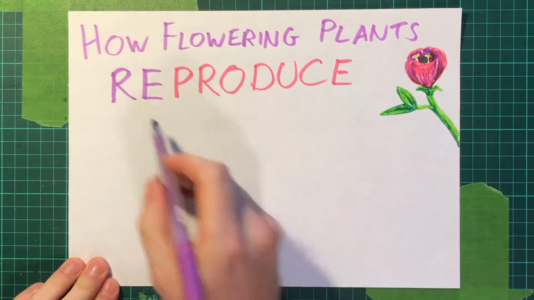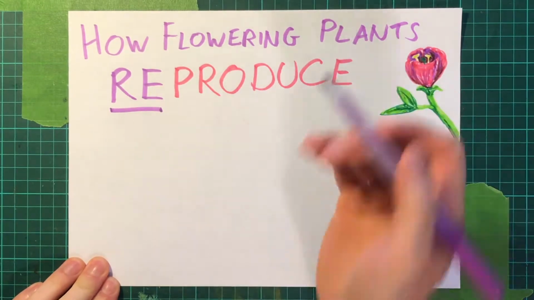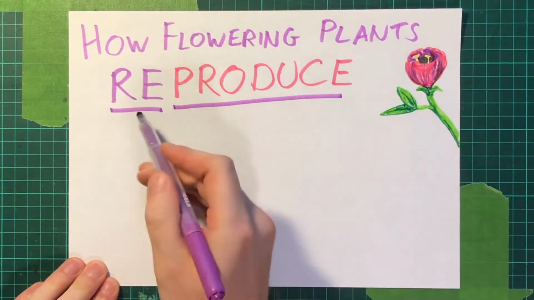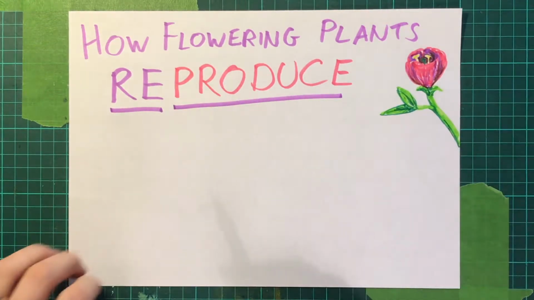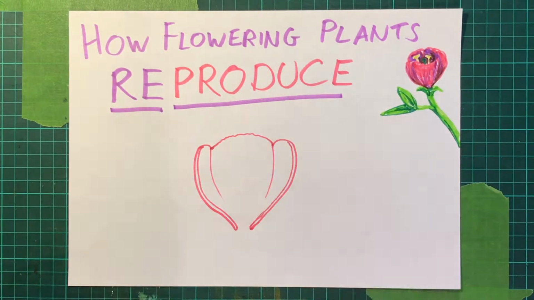So re just means doing something again. If you reuse something, you use it again. And produce is making something. So you make yourself again, reproduce. Very simple word. So now let's chop this beautiful flower in half.